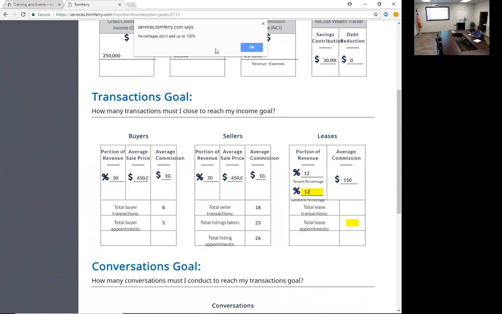Percentages don't add up to 100%. Okay. This is a questionable one. This has to be very small, so if the percentages don't match, no, those two have to add up.